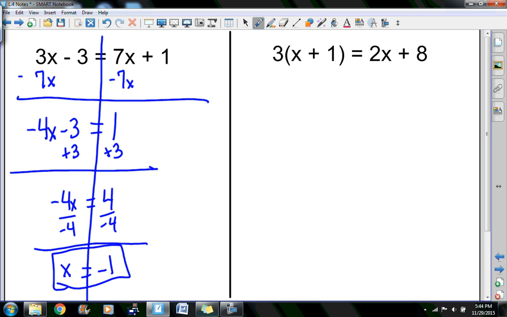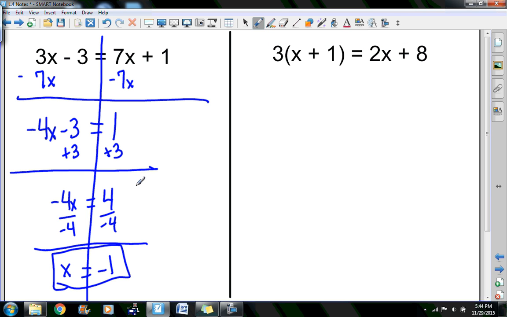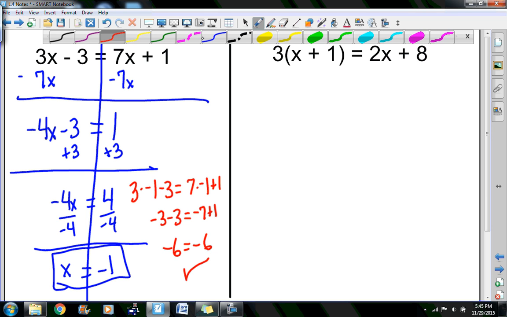And now I check my answer. Checking of your answer is required on these problems, by the way. So I go 3 times negative 1 minus 3 is equal to 7 times negative 1 plus 1. Well, that becomes negative 3 minus 3 is equal to negative 7 plus 1. So negative 6 is equal to negative 6. So that is correct. Let's try the one on the right.